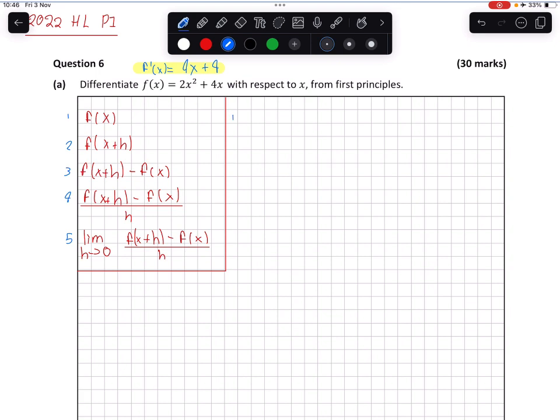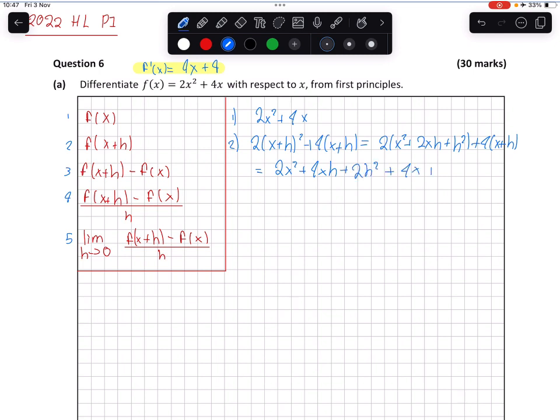So if we do it over here, we're just going to be using the 2x squared plus 4x. So f of x, well, that's just 2x squared plus 4x. Step 2, wherever I see an x, I just substitute in x plus h. So I get 2 times x plus h squared plus 4 times x plus h. And if I simplify that, that's the same thing as 2 times x squared plus 2xh plus h squared plus 4 times x plus h. Again, simplify this, we're going to have 2x squared plus 4xh plus 2h squared plus 4x plus 4h.